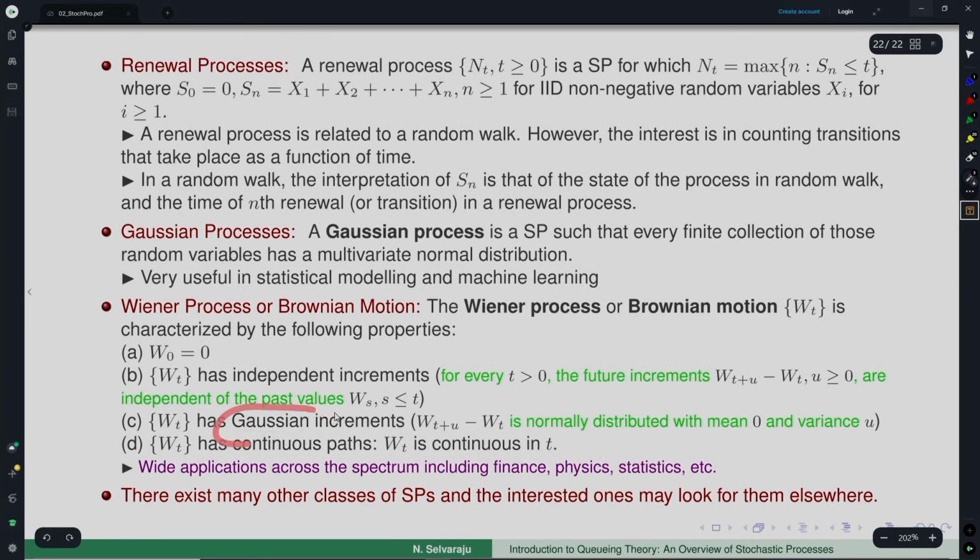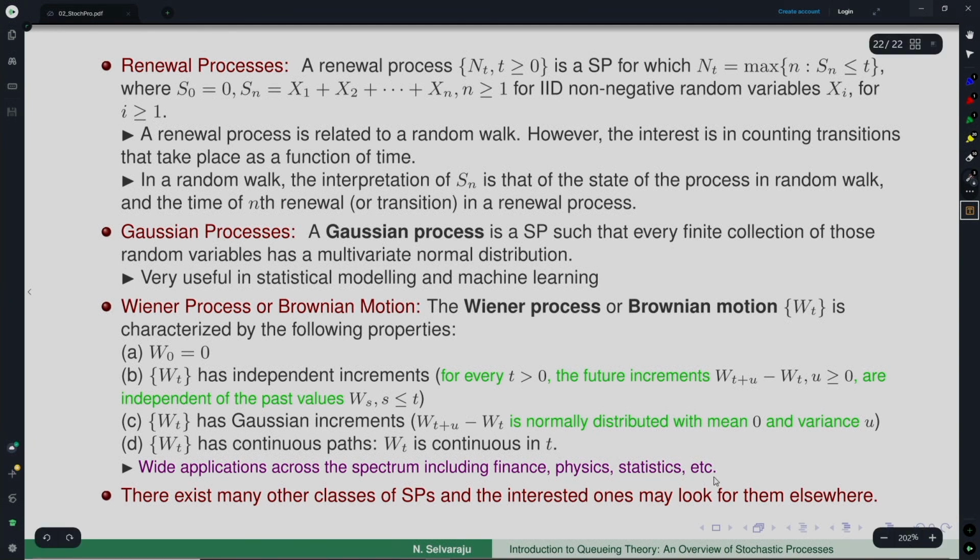The stationary increments follow a normal distribution, and also the paths are continuous. This is another defining property of Brownian motion, which we have not put up for any other process we have seen, because we never talked about path properties. But here we assume that the paths are also continuous. Again, this has major applications in different places, like finance, and it originated from physics, through Einstein and others.